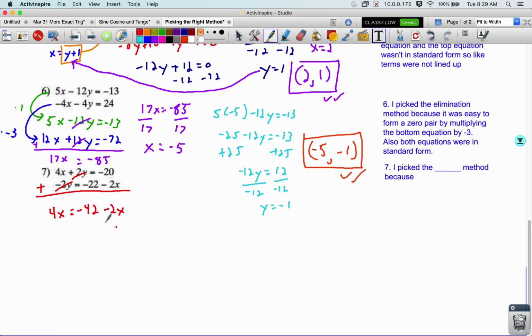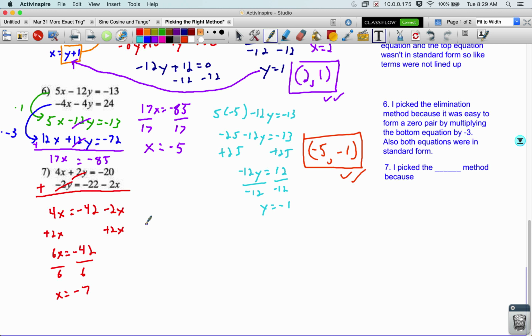All right, time to solve for x, which means get them together. I'm going to add 2x to both sides. I'll get 6x equals negative 42, divide by 6, divide by 6. X equals negative 7.